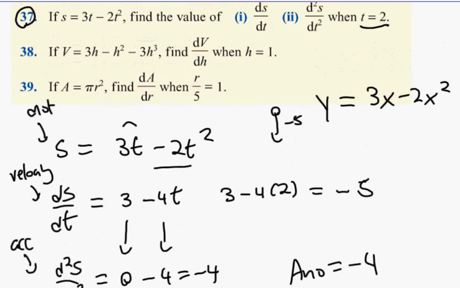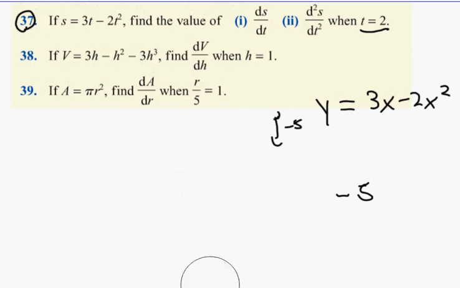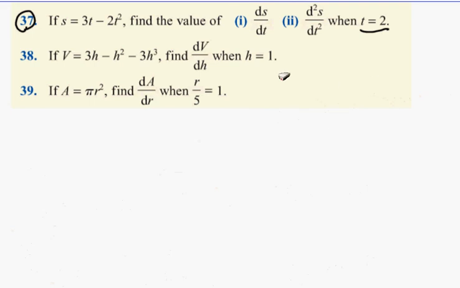Okay? I'll do one more of these because I think these are where you might get a bit stuck. We'll try another one. If A is pi r squared, find dA/dr. So, okay, what type of number is pi? Is pi a variable or a constant? Constant. So you treat pi like you would a regular number.